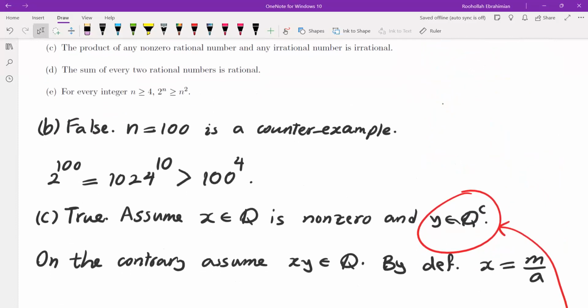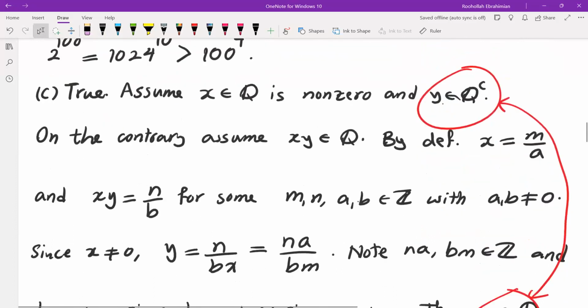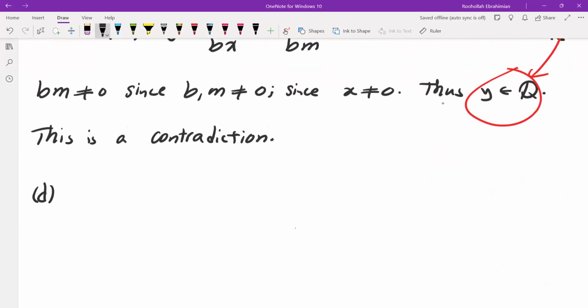Now part D is: the sum of every two rational numbers is rational. So if you take two rational numbers, then their sum is rational. And you know that is true by just the idea of taking the common denominator. So suppose, again, we're going to state that this is true. Anytime you're proving or disproving, you state it is true or false. Suppose X and Y are rational.